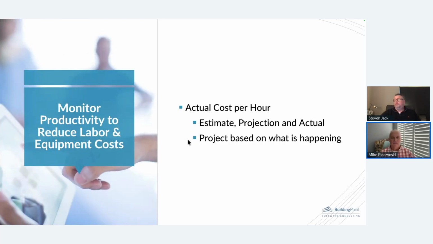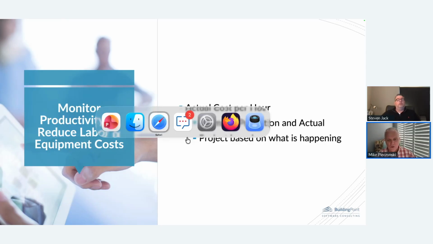First one is productivity. Pretend, if you will, that you're self-performing and costs are up, and you're trying to figure out, is it efficiency or productivity out in the field, or is it a cost factor? What's going on? A lot of times you're looking at a job cost report and you just can't tell. So I'm going to flip over to Spectrum.